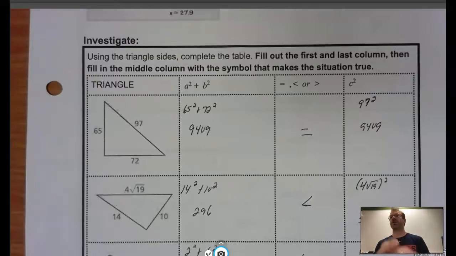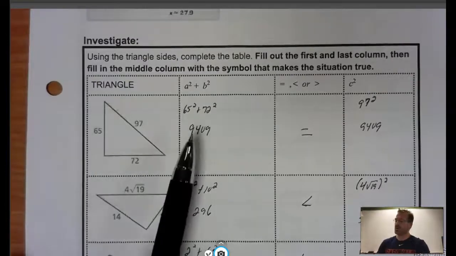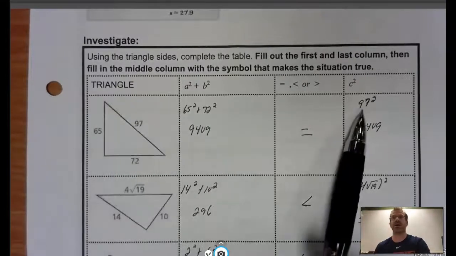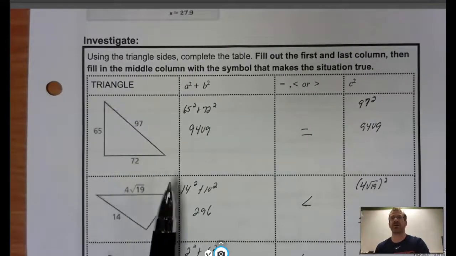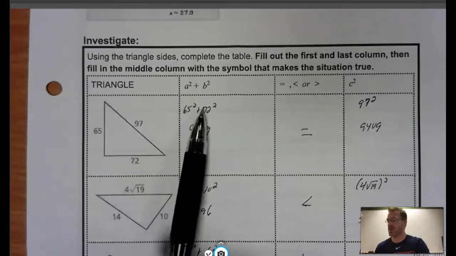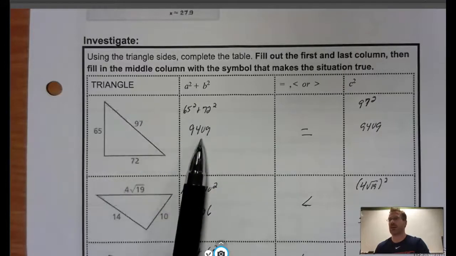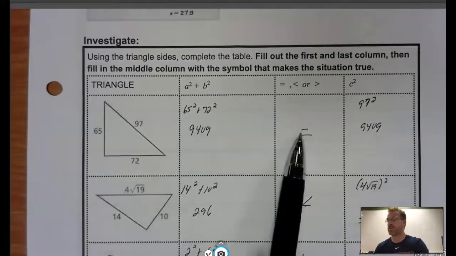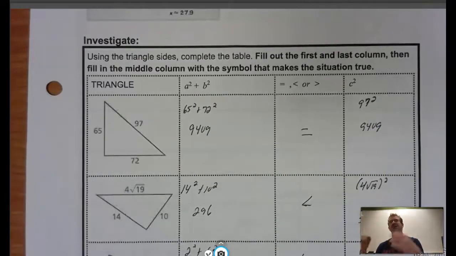All right, so let's go through the problems here. So when you look at the work here, 97 is definitely the longest side here. So that's why it's my c squared. And you can see when I do a squared plus b squared, I get 9409. And when I do 97 squared, I get 9409. So a squared plus b squared equals c squared. And that makes sense if it's a right triangle. But notice that relationship doesn't always exist.